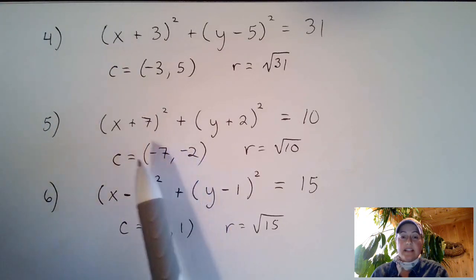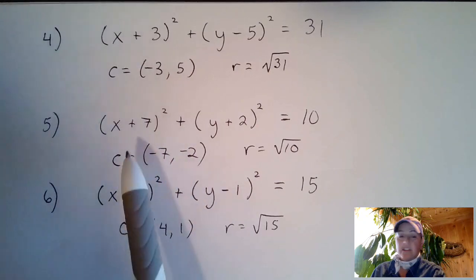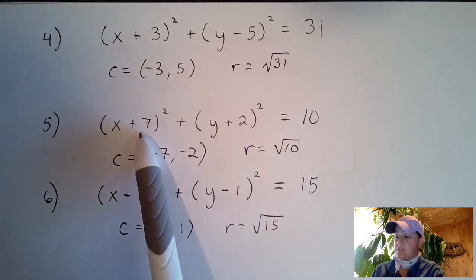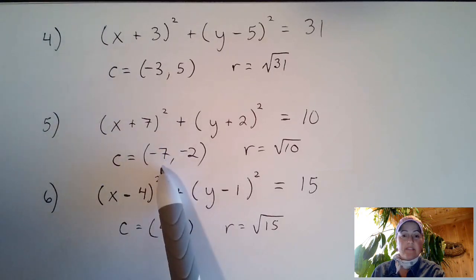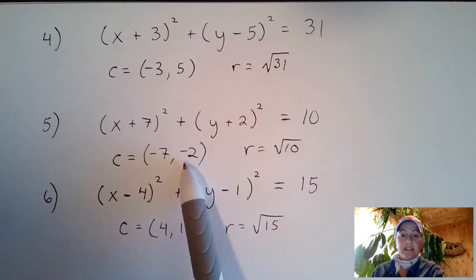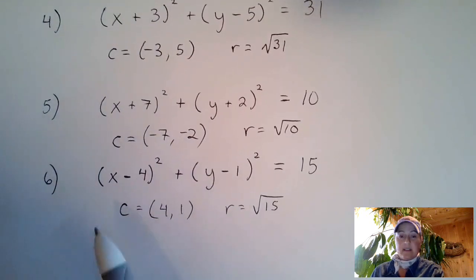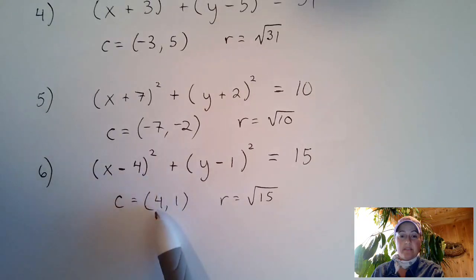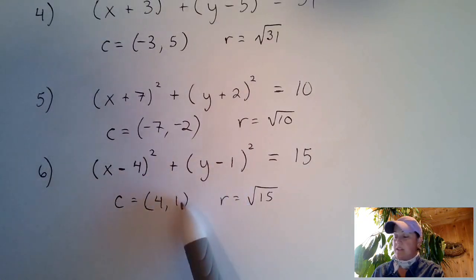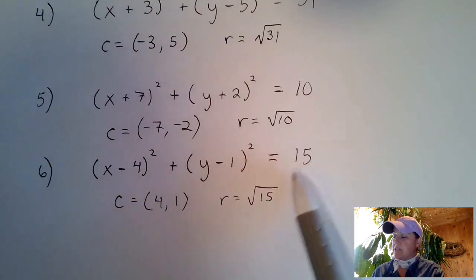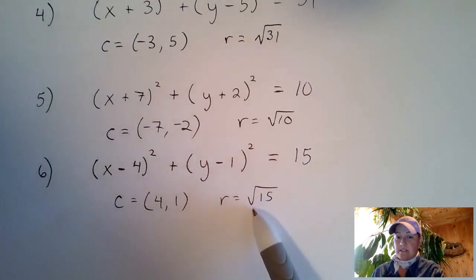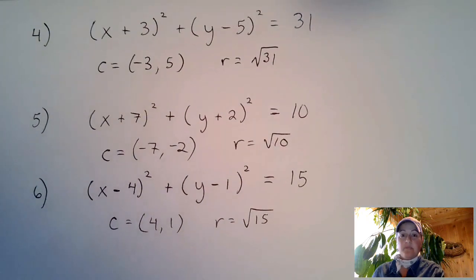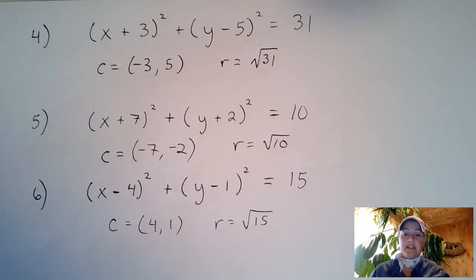All right, now in example 5, it shifts to the left 7 and down 2, so its center is at (-7, -2). Another way that you can look at this is that we're taking whatever signs are inside here and changing them. So it was plus 7, so this is a negative 7. It was plus 2, so this is a negative 2. And on this last example, it's subtracting 4 inside with the x, so that's a positive 4. And it's subtracting 1, so that's adding 1. And then the square root of r squared, so that's the square root of 15. All right, so those are some examples where the radius does not turn out to be a nice number.